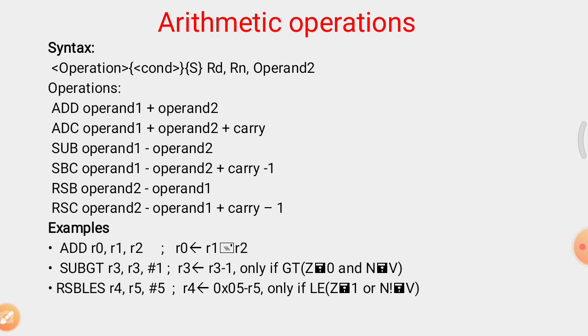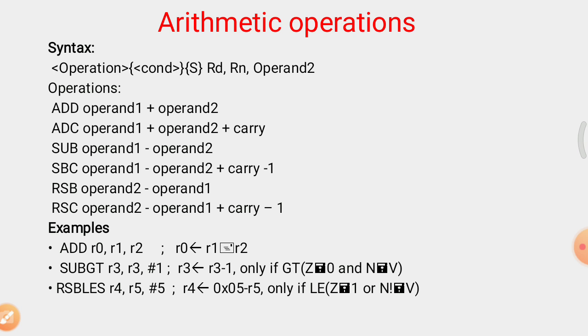The arithmetic operations. So the syntax for this is operation, that is opcode, then condition, then S, and then Rd, Rn, operand 2. See that the Rd is not an operand. Rd is a destination register. Rn is a source register. Operand 2 is also a source. The operand 2 may be any register or any immediate value.